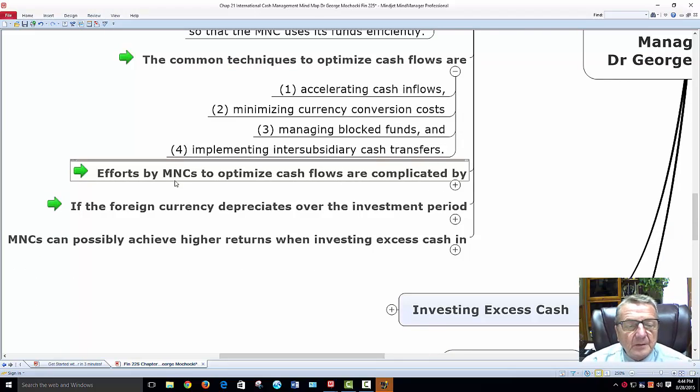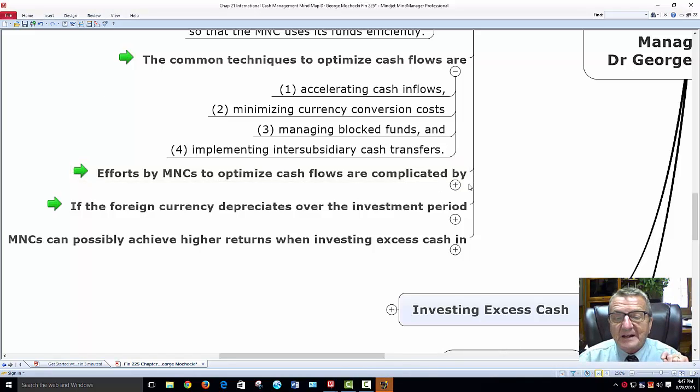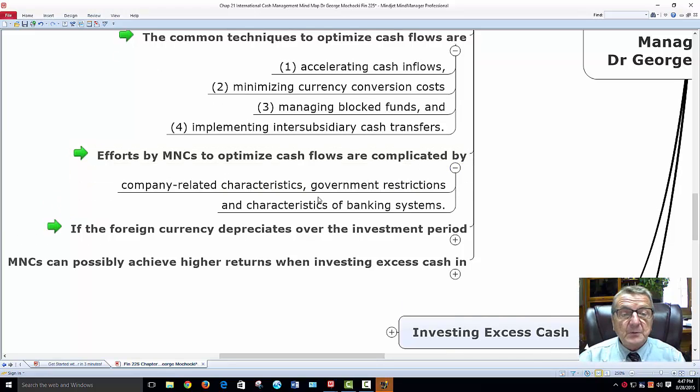Okay, efforts by MMCs to optimize cash flows are complicated by company-related characteristics, government restrictions, and characteristics of the banking system.